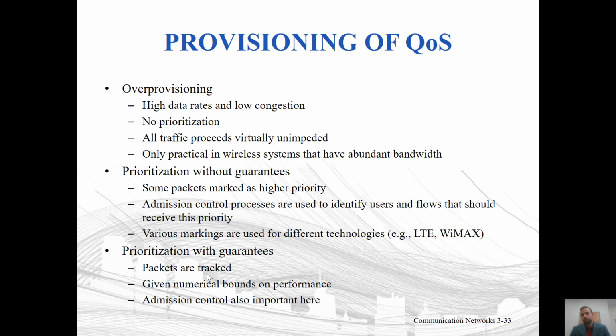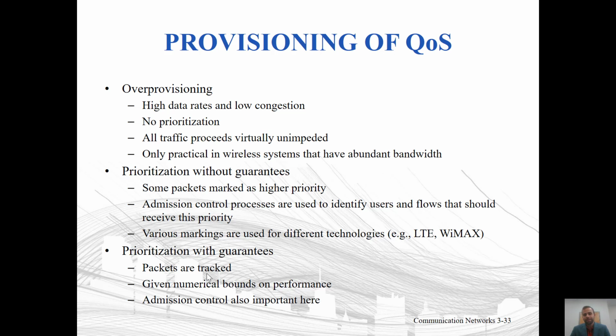Prioritization without guarantees is another type of provisioning for quality of service. So some packets are marked as higher priority, and this is like the 911 call or the emergency service call. The admission control processes are used to identify users and flows that should receive this priority. Again, emergency services is a great example. And then various markings on the packets are used for different technologies. So like LTE is the one that we'd be more familiar with. WiMAX was a competing technology with LTE that kind of fell to the wayside, but it had different techniques for doing some of these prioritizations of quality of service.